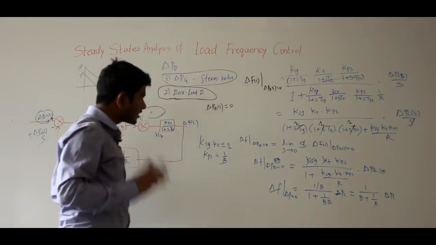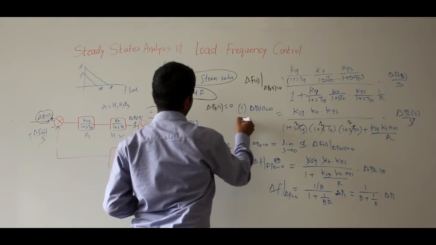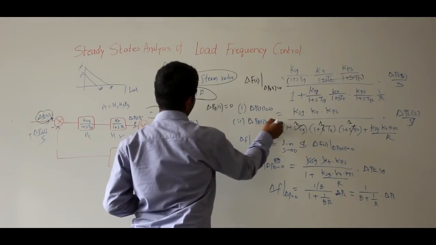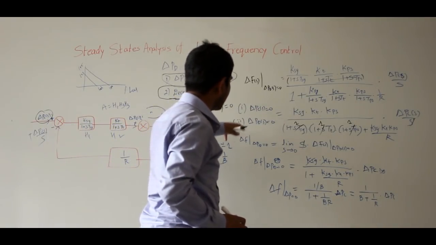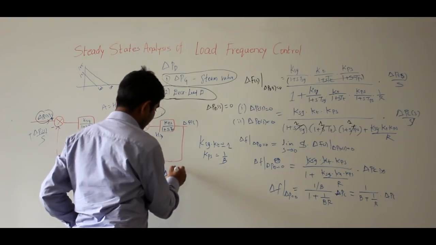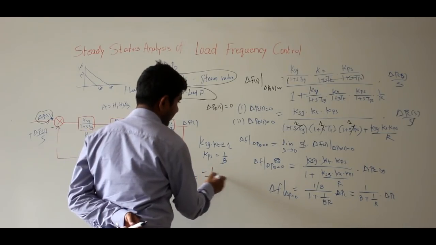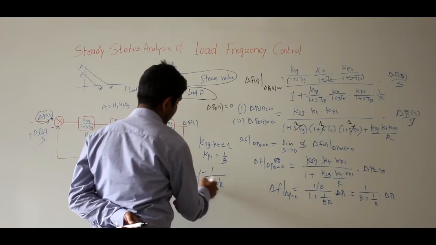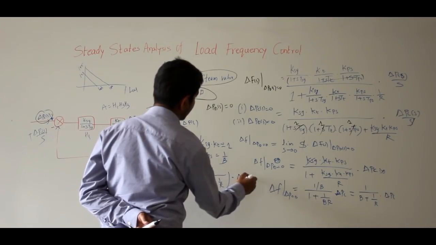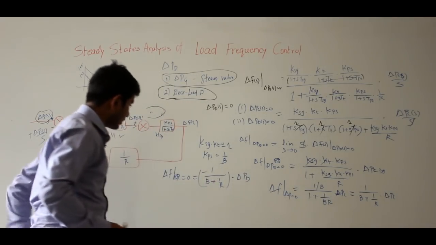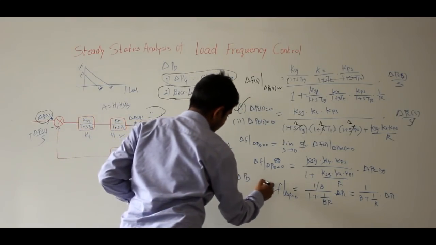Now we have considered the two cases. First case is delta PC of S is equal to 0. Second case, delta PD of S is equal to 0. Now let us consider the effect of both and combine these two equations. So earlier we are having the equation due to 1, that is delta F at PC is equal to 0, that is delta PC is equal to 0. So at this juncture we are having minus 1 upon B plus 1 by R into delta PD. Okay, this is at first juncture. This is for first consideration, and this is for second consideration.